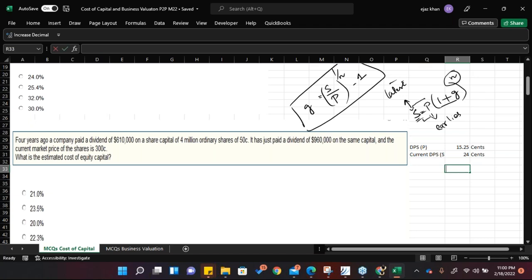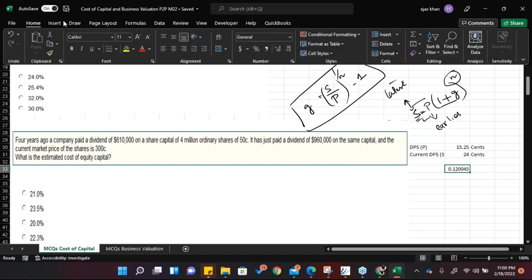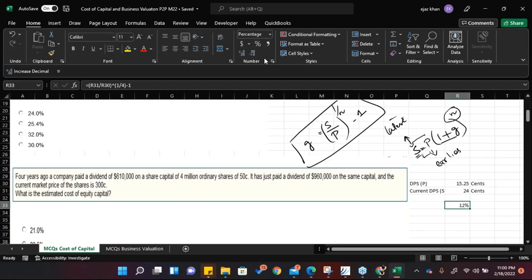So let us put the values. S, 24 cents, divided by P, raised to the power 1 upon 4, as the number of years between these two dividends is 4, minus 1. And let us convert it into a percentage figure. It's 12%. So the growth rate is 12%.